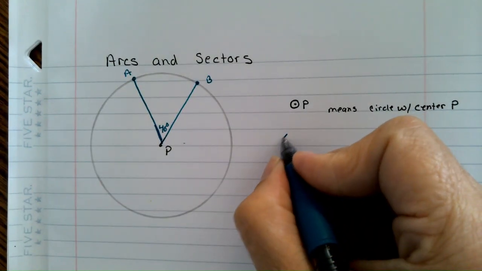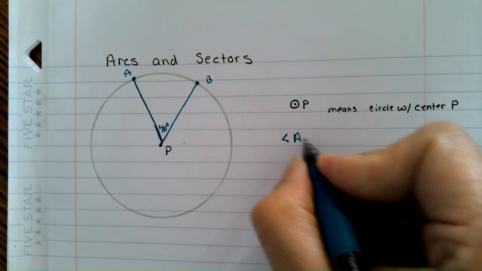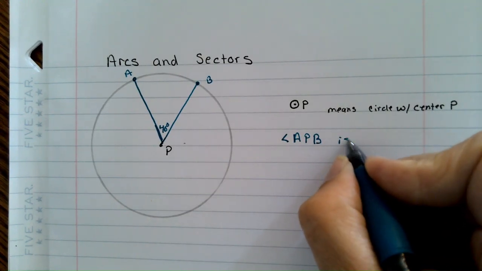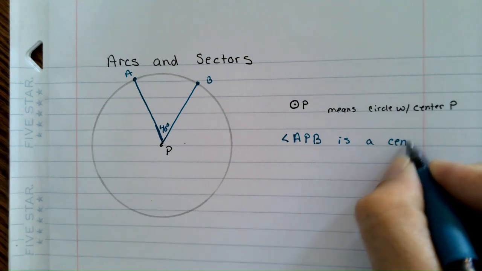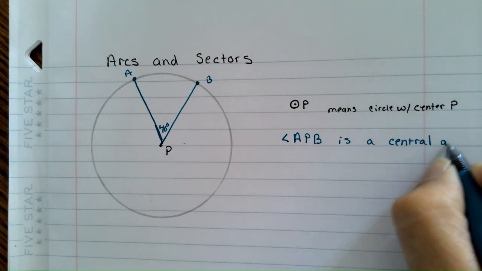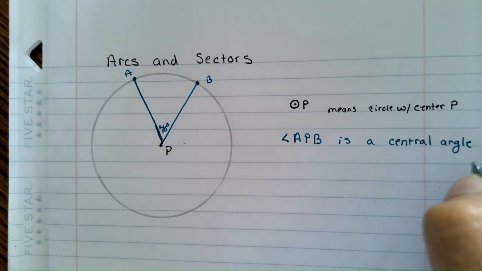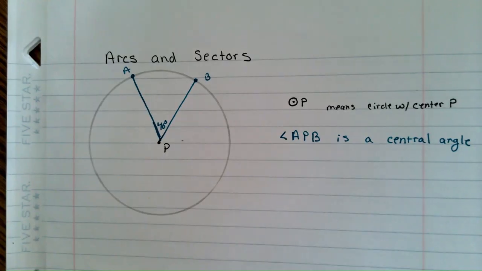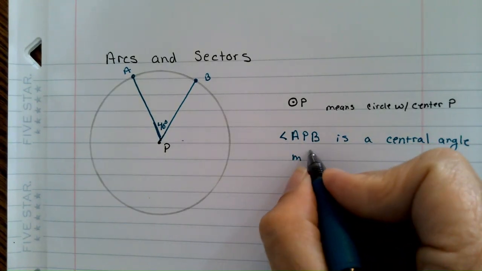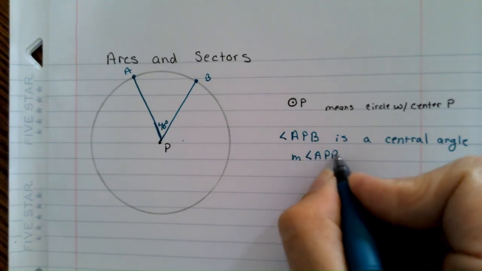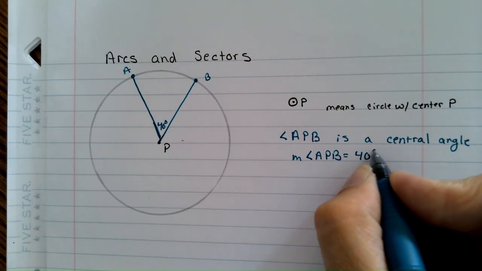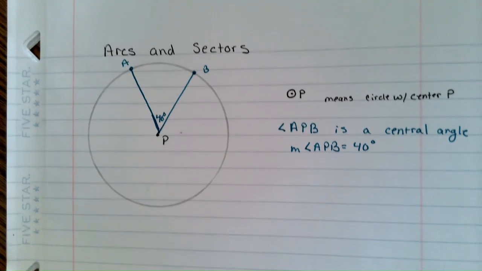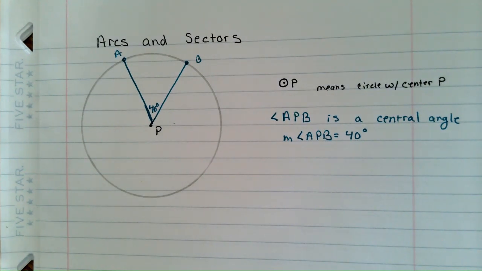So angle APB is a central angle. That's the definition of an angle that meets the arc like this. And in this case, it has a size. Measure of angle APB equals 40 degrees. Check. Now we actually have two arcs that got created.